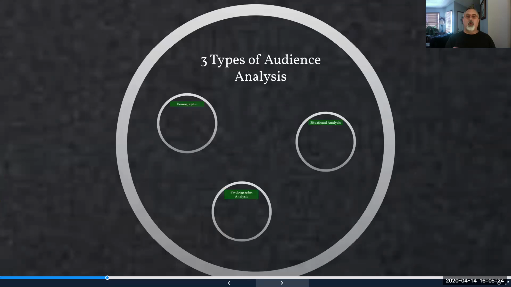So there's 3 types of audience analysis. There's demographic audience analysis, psychographic audience analysis, and situational audience analysis. In this one, you're going to do a little bit of all of that in your own analysis for the assignment. So the first one we look at is demographics.